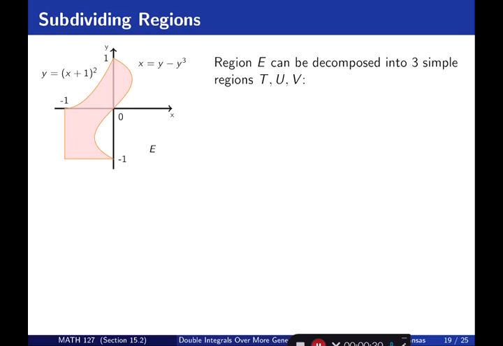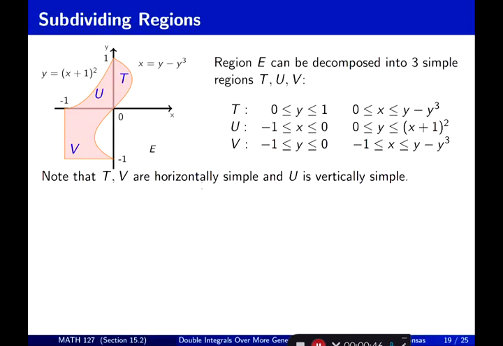So your first instinct, you divide the region into 3 pieces, one in the first quadrant, the second one in the second quadrant, and the third one in the third quadrant. Set those up, let's say T, U, and V: first quadrant, second quadrant, and third quadrant. For T, it's horizontally simple for sure, and x goes between 0 and y minus y to the third, and y between 0 and 1.